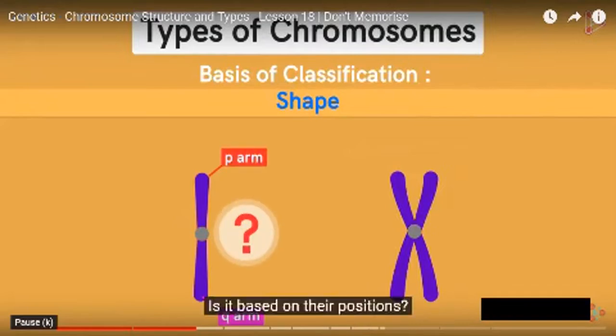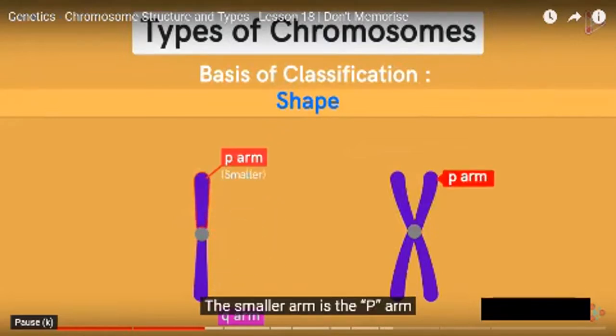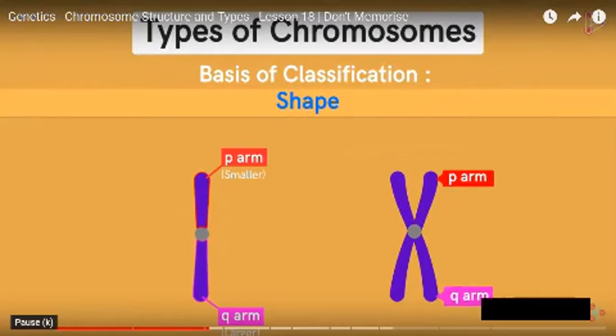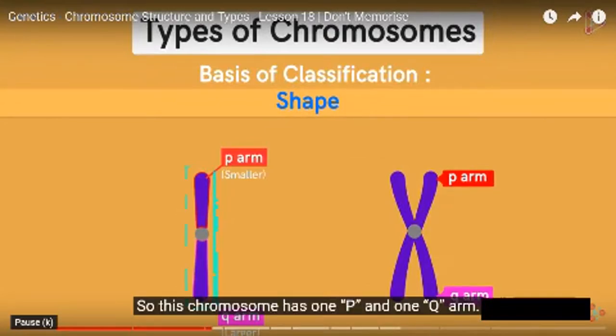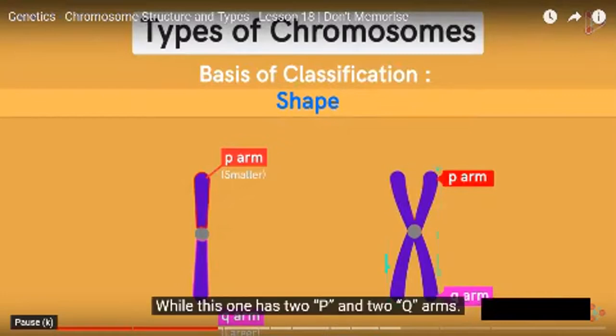Is it based on their positions? Nope, it depends on the size. The smaller arm is the P arm, while the larger one is the Q arm. So this chromosome has one P and one Q arm, while this one has two P and two Q arms.